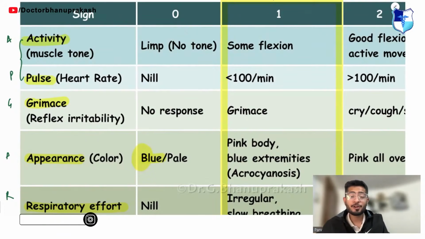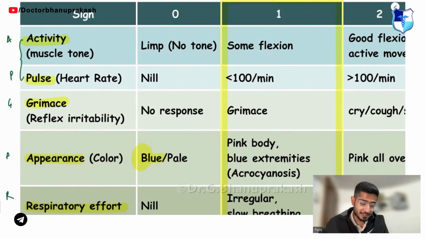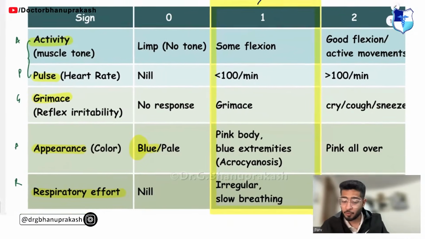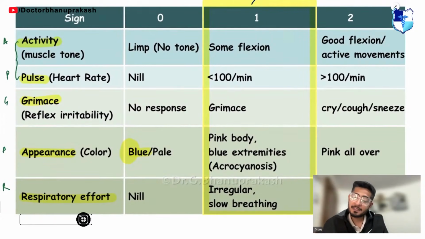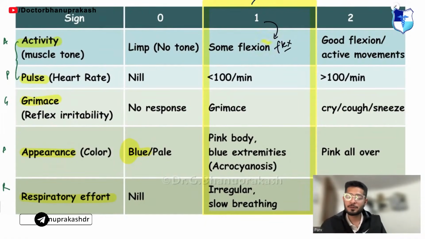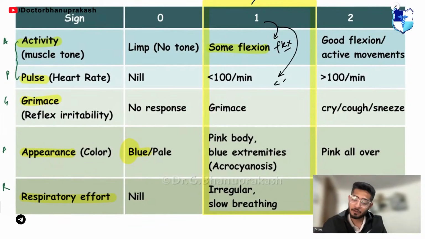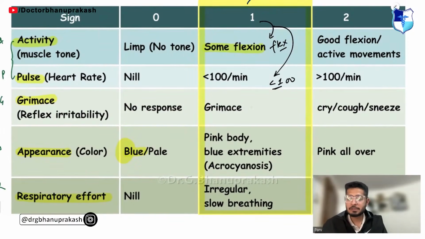After that you have respiratory efforts. These are also nil in case of 0. But what about 1? Please understand that 1 is going to show you flexion. Somebody who is going to have rank 1 is going to flex their extremities. So 1 is whenever there is some flexion, and from 1 you can remember pulse less than 100. Grimace is going to be a grimace. The baby is not going to show much, but the baby is going to smile a little.